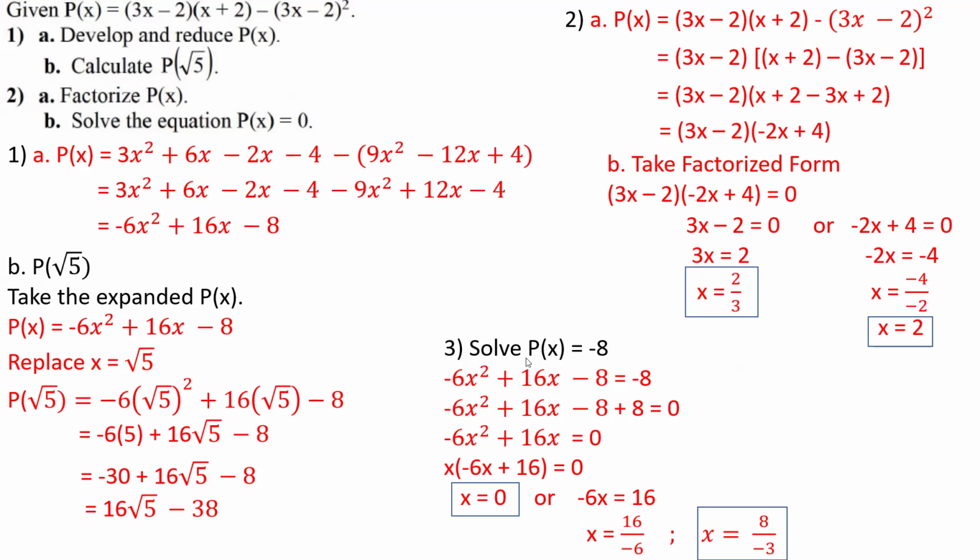Part number 3, solve P of x equal minus 8. Since here it's equal to a number, we take the expanded form. So minus 6x squared plus 16x minus 8 is equal to minus 8. Side 2 should be 0, so we take everything to side 1. Now minus 8 and plus 8 is equal to 0, so minus 6x squared plus 16x is equal to 0. We should factorize side 1. We take a common factor x into (minus 6x plus 16) is equal to 0. So either x is equal to 0 or minus 6x equals 16, then x is equal to 16 over minus 6, and x is equal to 8 over minus 3.